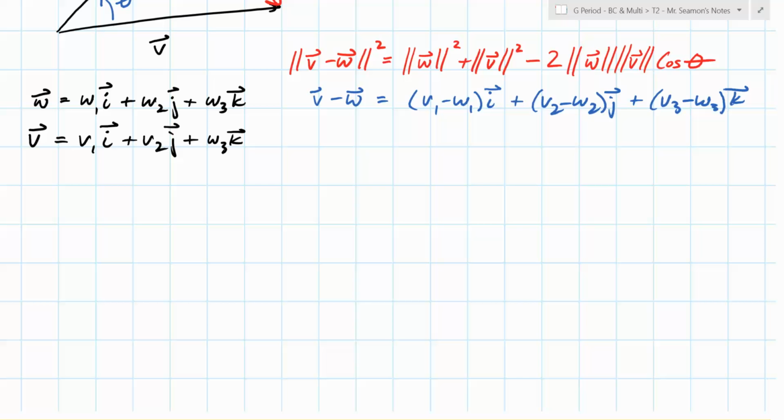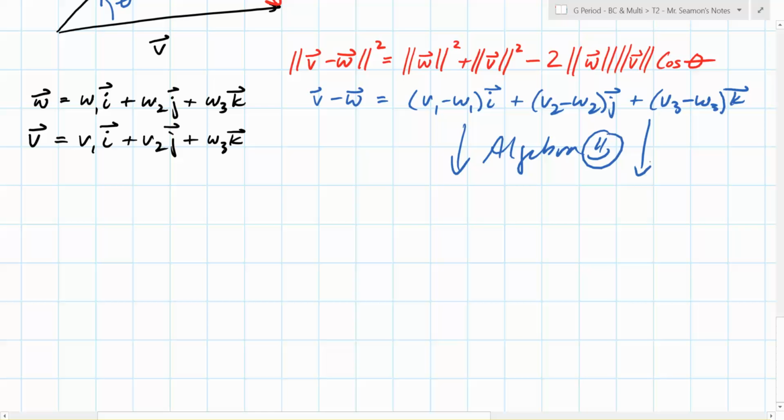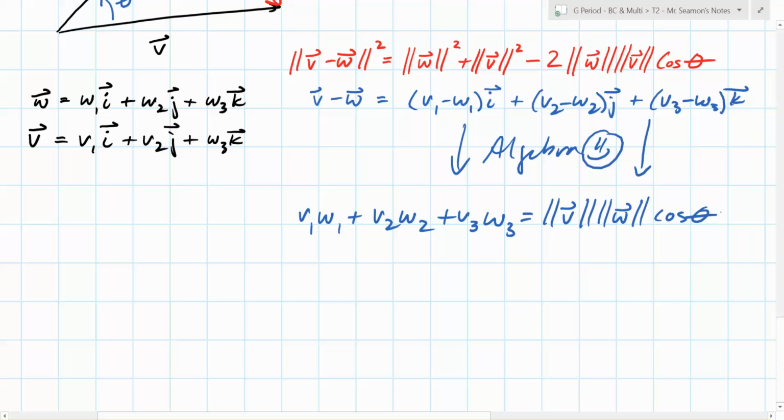Magnitude, oh yeah, sure. There's a medium amount of algebra you need to do. And if you do out the algebra carefully, algebra, yay, you end up with this. V1 W1 plus V2 W2 plus V3 W3 is equal to the magnitude of V, the magnitude of W, cosine theta. If you use all of what you know, it doesn't take that long. If you use all of what you know, you get this.